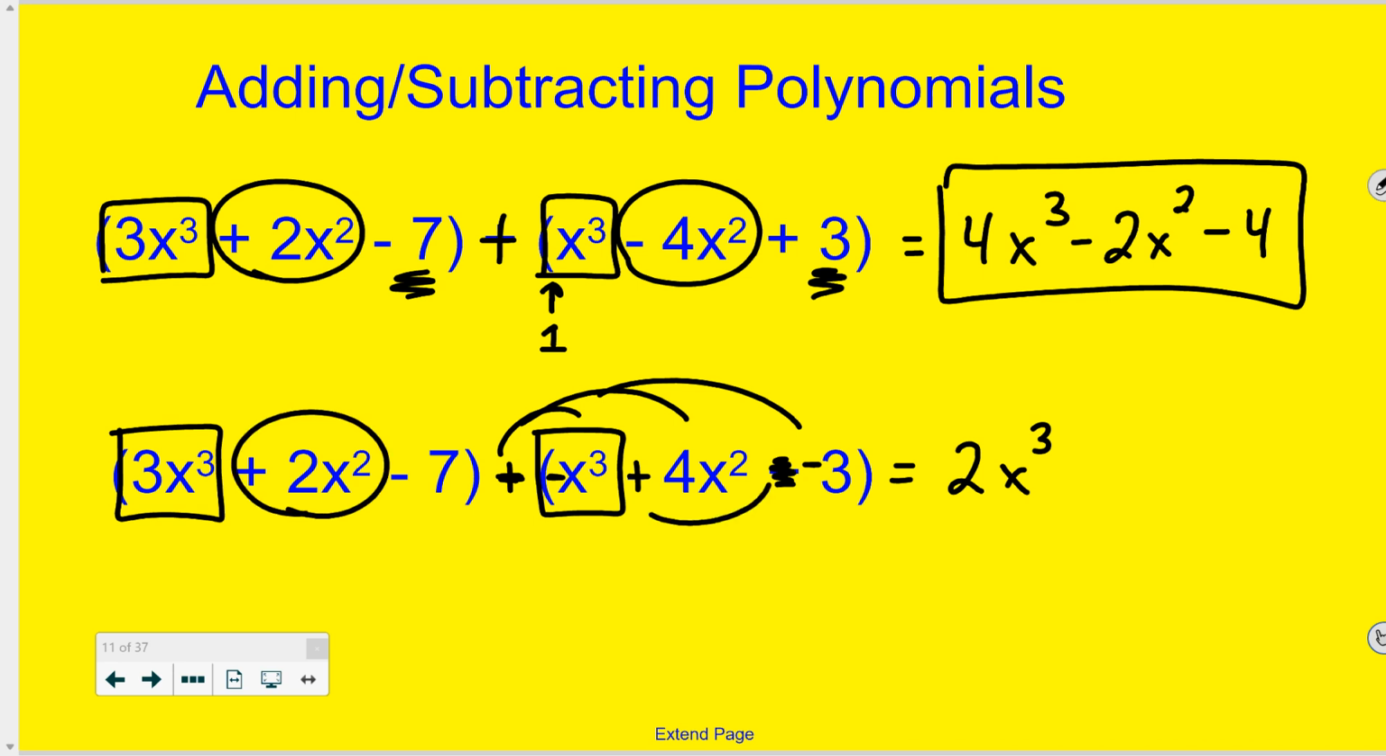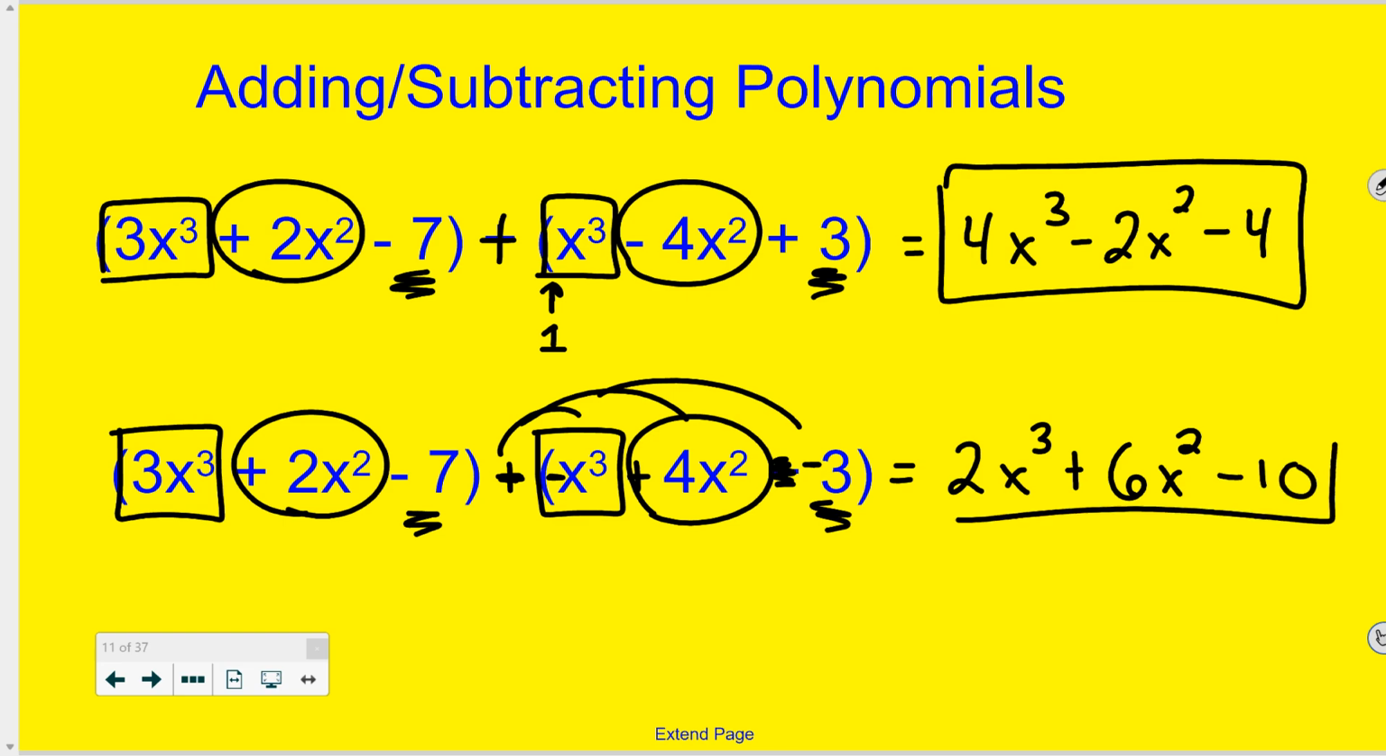2x squared, positive 4x squared. Adding those up gets me to 6x squared. And negative 7, subtracting 3 more, gets us to negative 10. Again, if you wanted to, you could put a plus 0x in there. They're going to want this in standard form, so make sure your highest powers go first. 3, 2, if there was an x, that would be in between here before we get to our constant, and so on down the line. So adding and subtracting, don't do anything wild and crazy. You're just simply combining like terms in there.